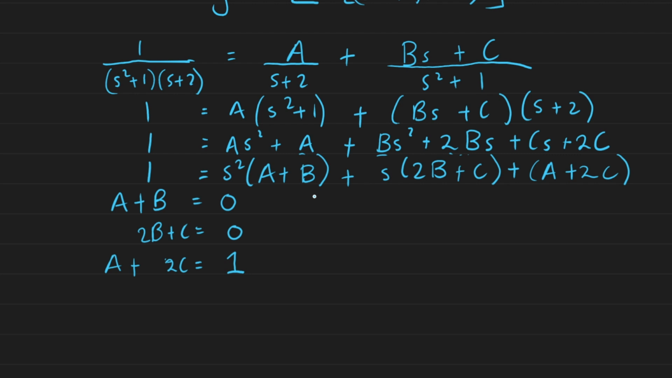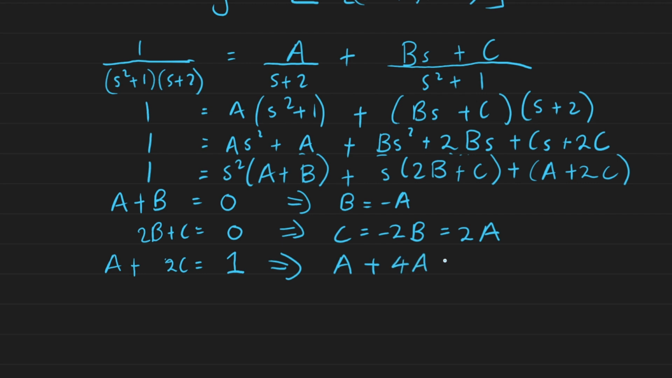So if a is equal to b, that means that b is equal to minus a. So that means that here c is equal to minus 2b, and if b is equal to minus a, c is equal to just 2a. Then this equation becomes a plus 2 times c, and c is equal to 2a. So we have 2 times 2, which is 4, so we have 4a equal to 1. So this implies that a is equal to 1 over 5.